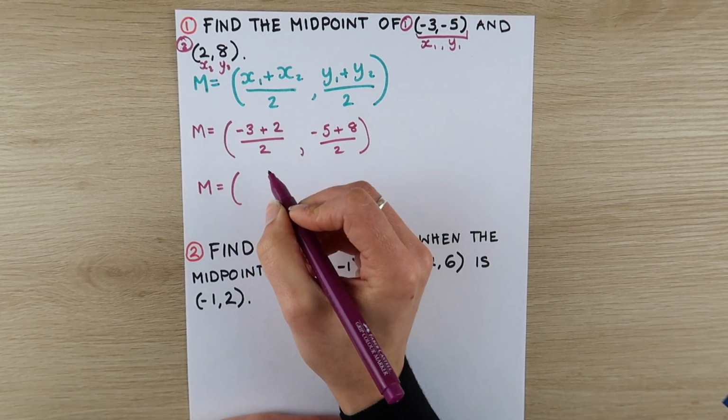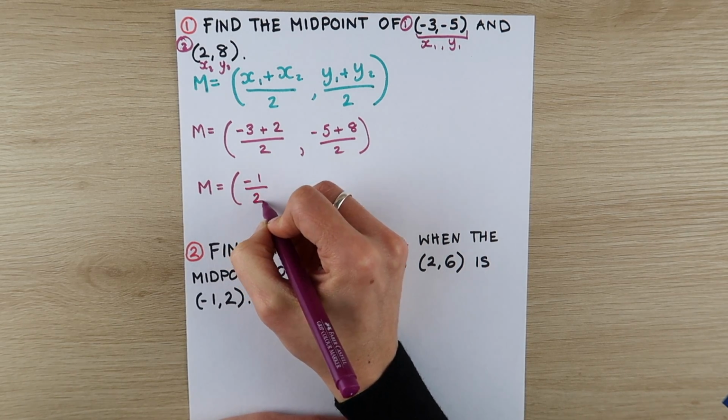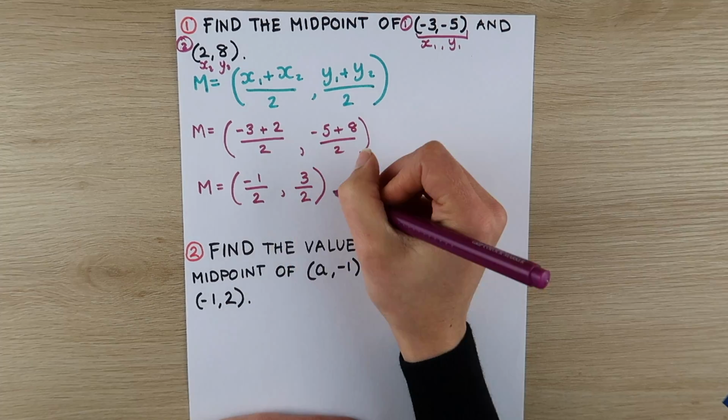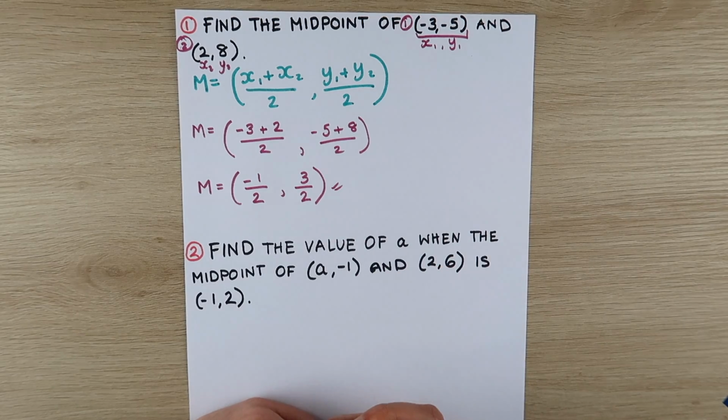Now solving across the top, -1 over 2 and +3 over 2. Now this is as simple as they get, and each of my answers are in exact form.